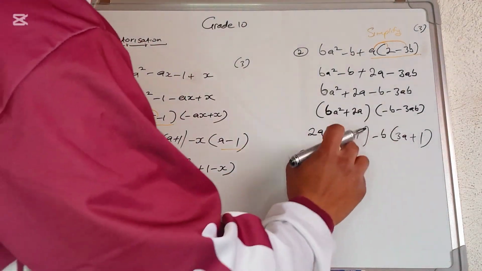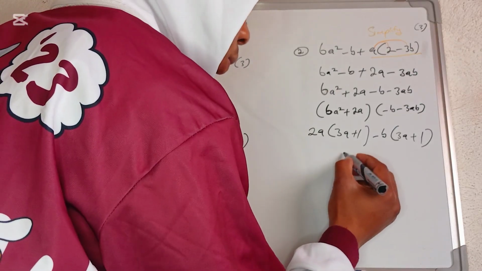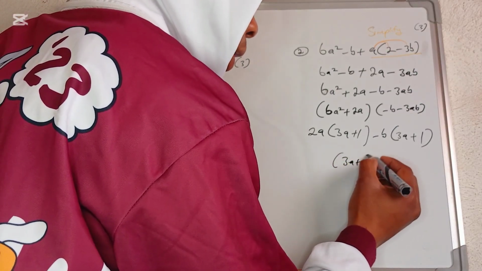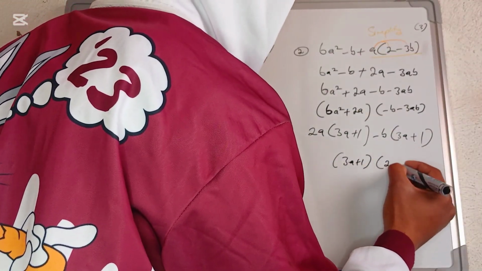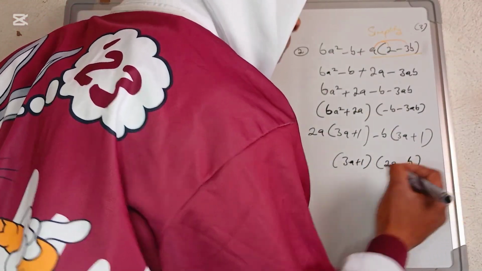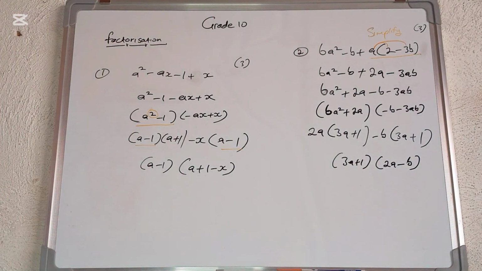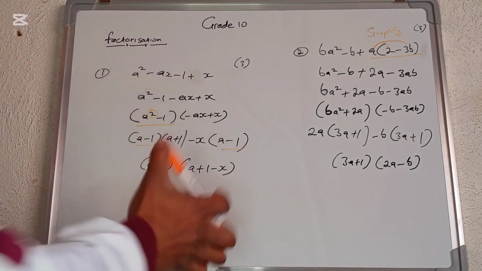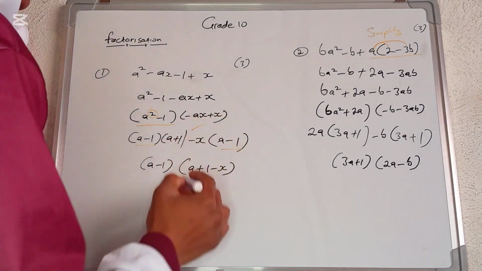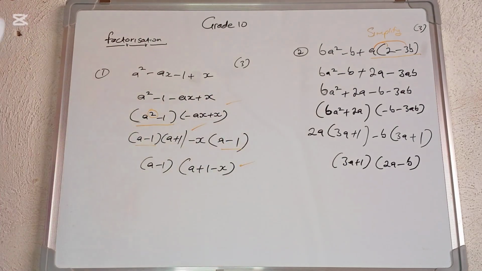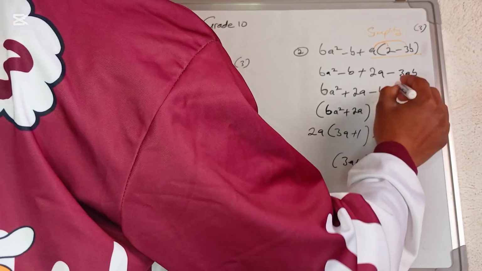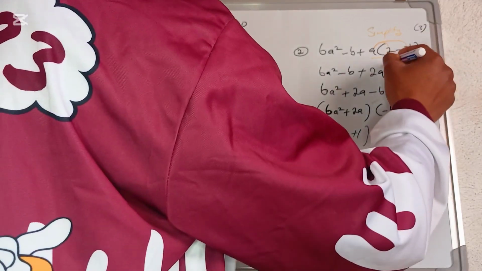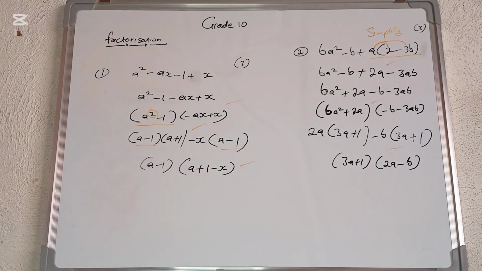Our common factor here is 3a plus 1, 3a plus 1. So 3a plus 1 as our common factor. We are left with 2a minus b. So it's going to be 2a minus b, and then you are done. You have solved your equations. You'll get yourself your 6 marks: 1, 2, and 3.